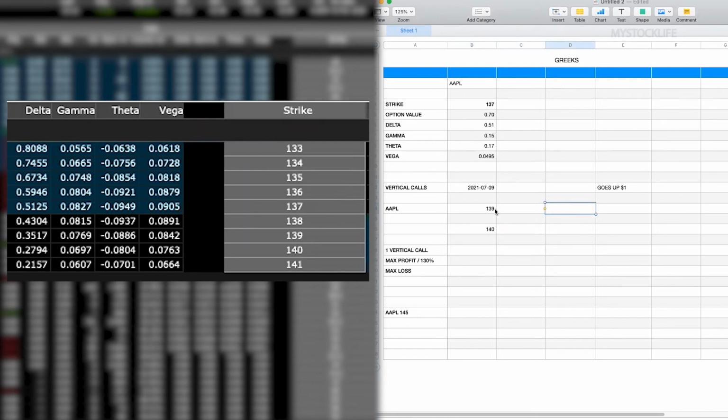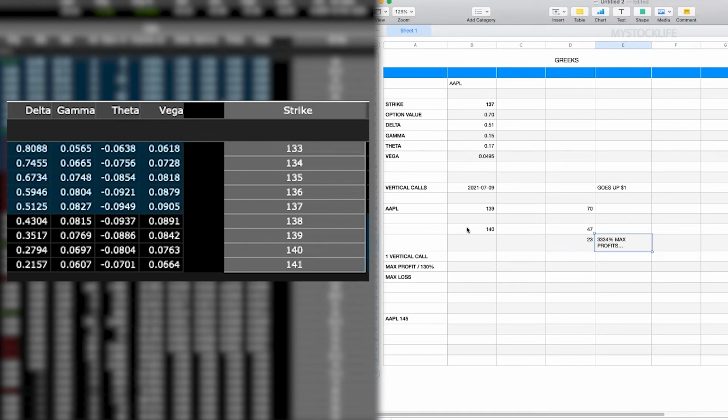The 139 is, let's say, 70 cents, and the 140s are going for 47 cents, let's say, for example, which equals 23 cents, I believe. Yeah, 23. Now my max profit here is 23 to 100, which is over 300%, I believe, 334% max profit. If Apple makes a big move, not bad, right? So if you go further out of the money spreads, the more max profit potential you have. If you stay in the money or at the money, the less, but you can still make good money.